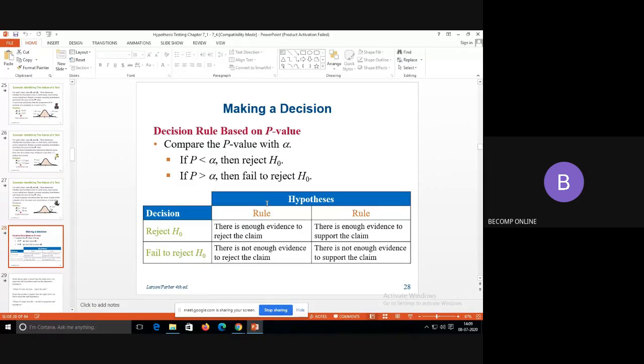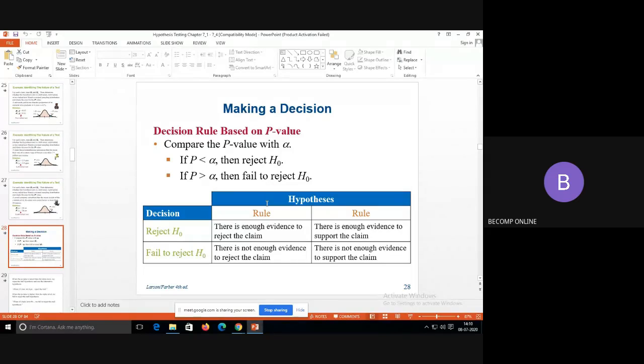So what do you mean by alpha? Alpha is nothing but your level of significance. So that value is fixed. That is, it is 1%, 5%, and 10%. If it is 1%, then alpha value is 0.01. If it is 5%, then alpha value is 0.05. If it is 10%, then alpha value is 0.10. So this alpha value, you have to compare with p-value.